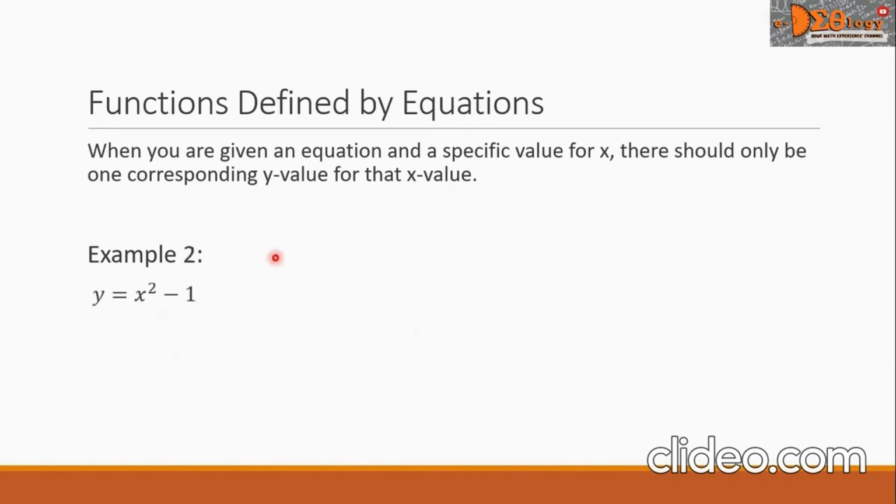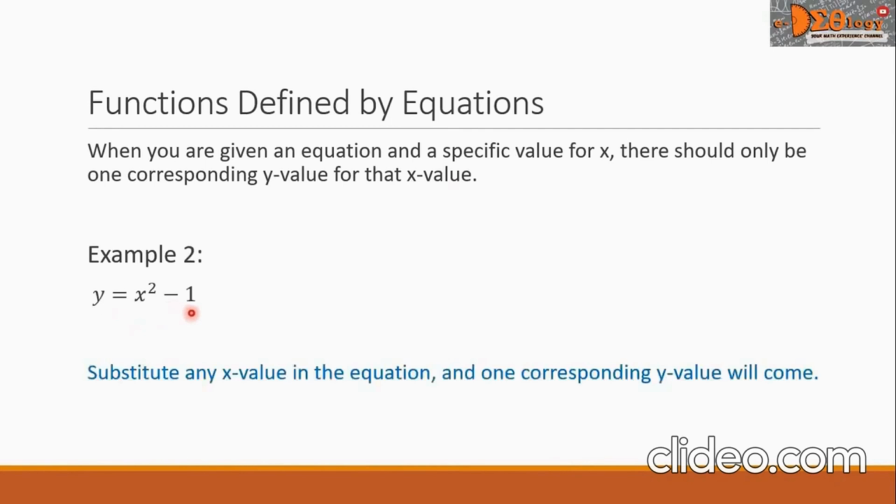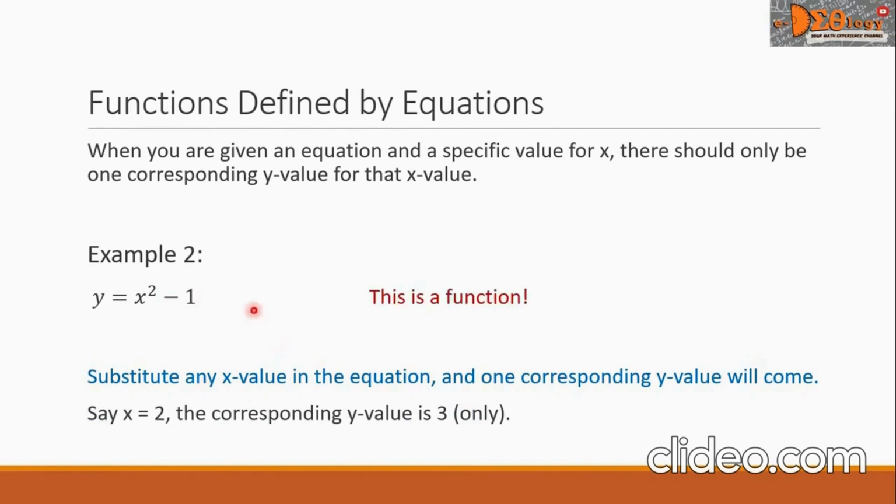Let's have example 2. y equals x squared minus 1. We will substitute again any x value in the equation and one corresponding y value will come. Suppose we put x equals 2. The corresponding y value is 3. There is no other value other than 3 that will come. And we say this is a function.